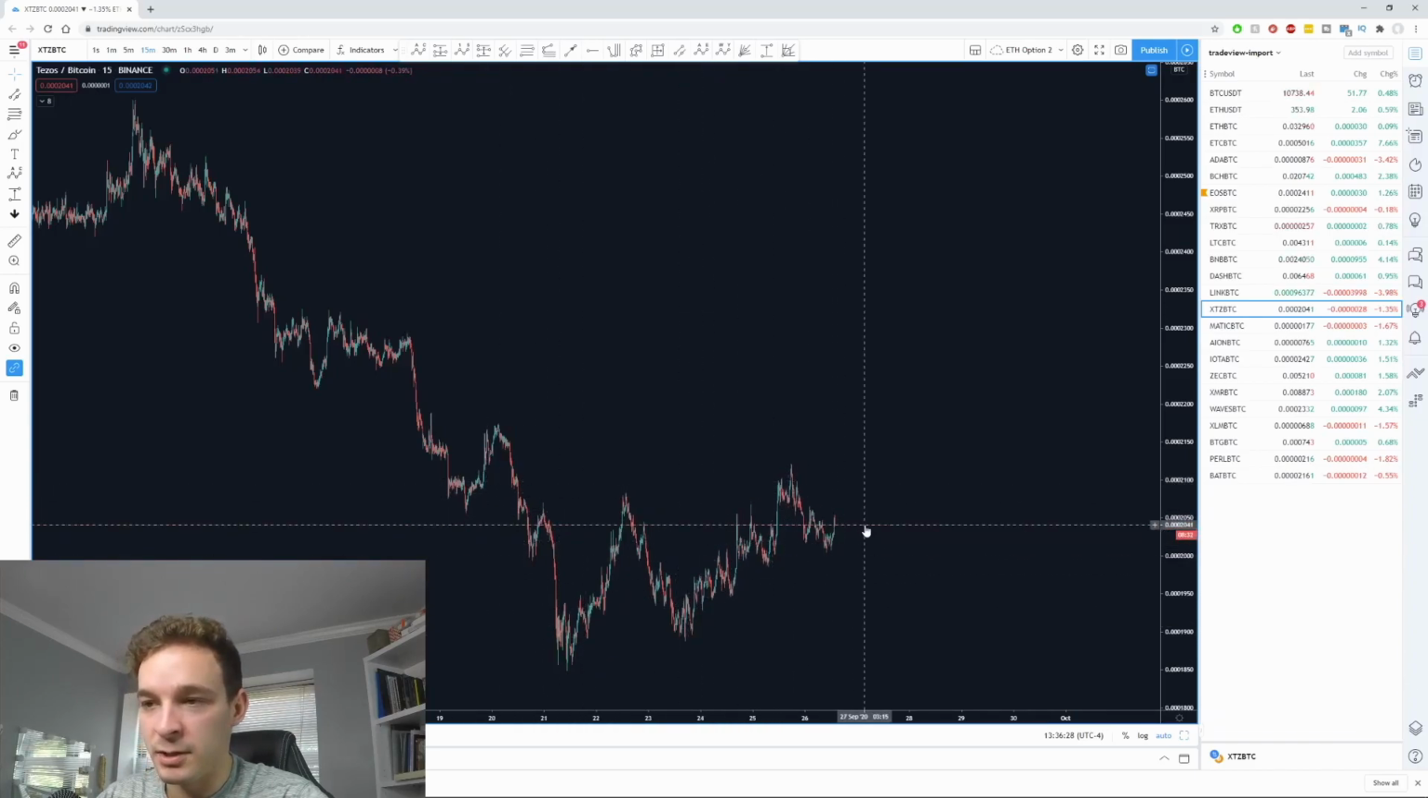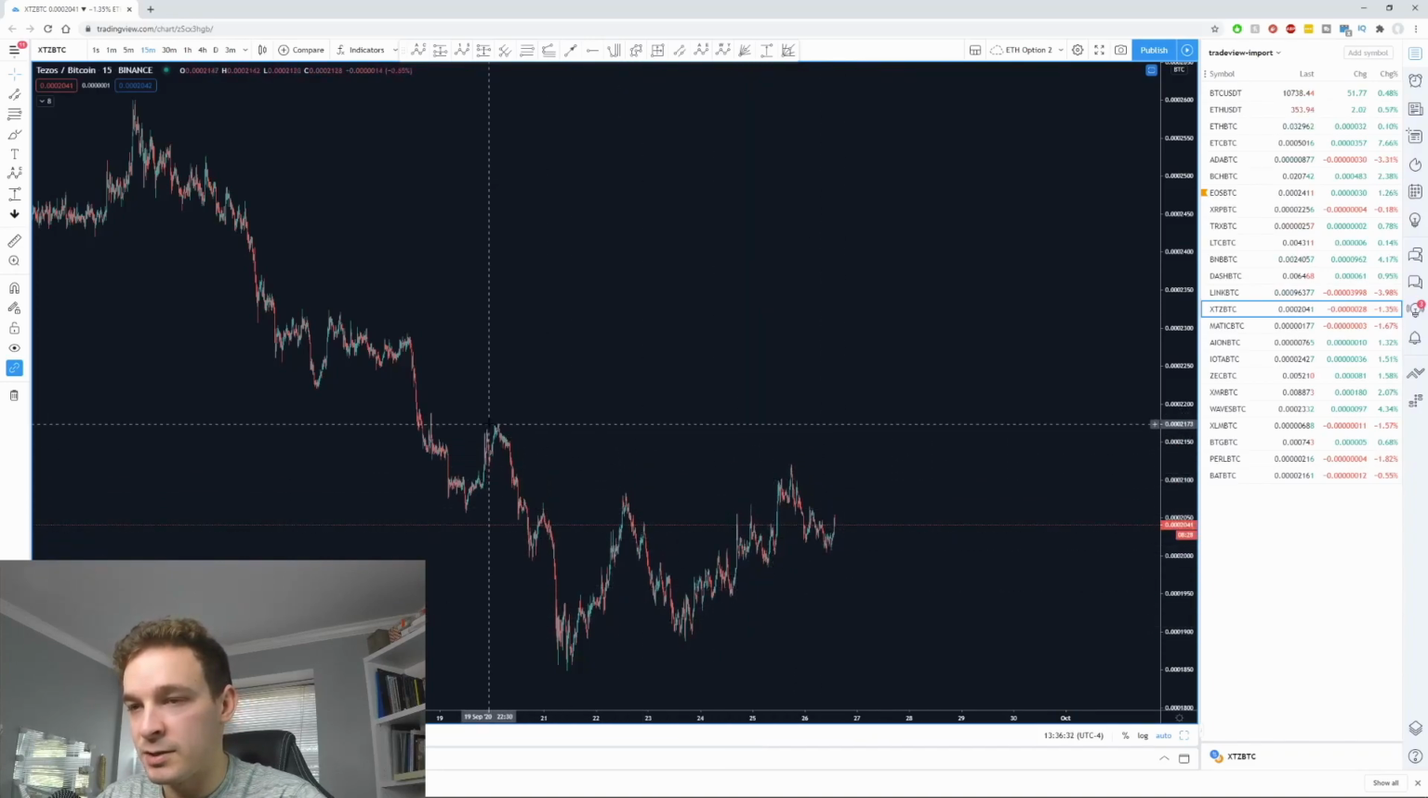I'm not really looking to trade this anytime soon. There's nothing good about this chart. We're just trending downwards. Maybe if we were to break this high in here and start to put in new highs over and over, then I'd be looking for a fib pull.